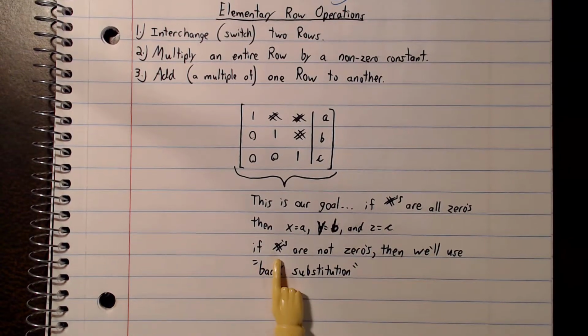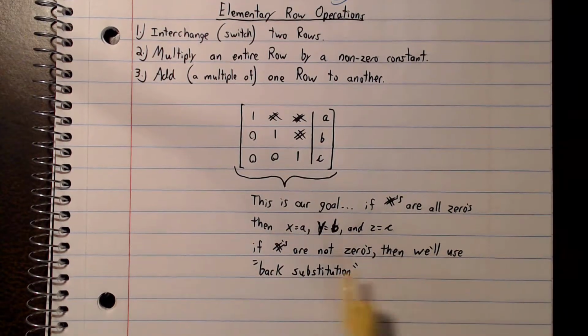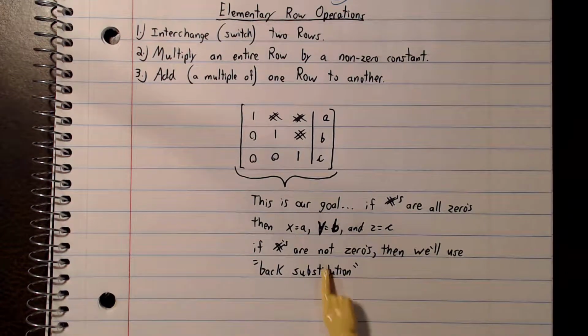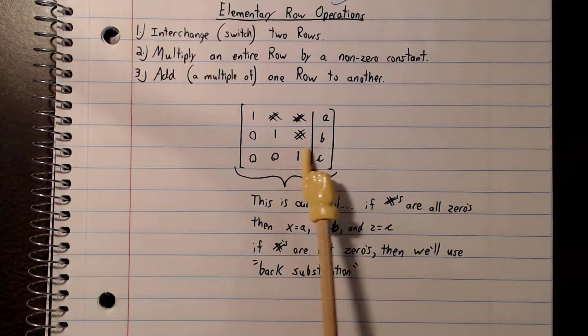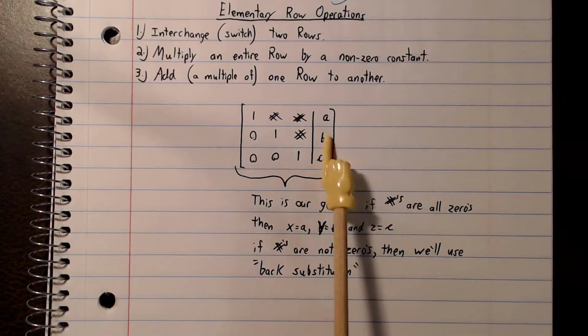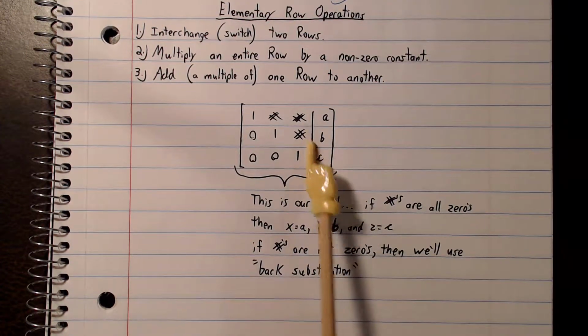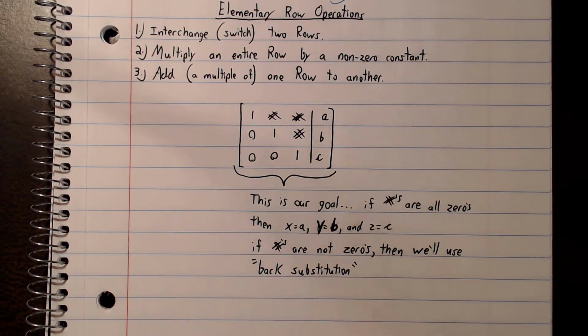But if we get these little hashtag things to be not 0, like maybe like a 3, a 5, a -2, whatever it happens to be, then we can start using back substitution, which I'll explain more in detail when we come across it. But basically, we already know what Z would be equal to, so we'll be plugging in that Z value and start to solve. And then we'll continue it up here as well.